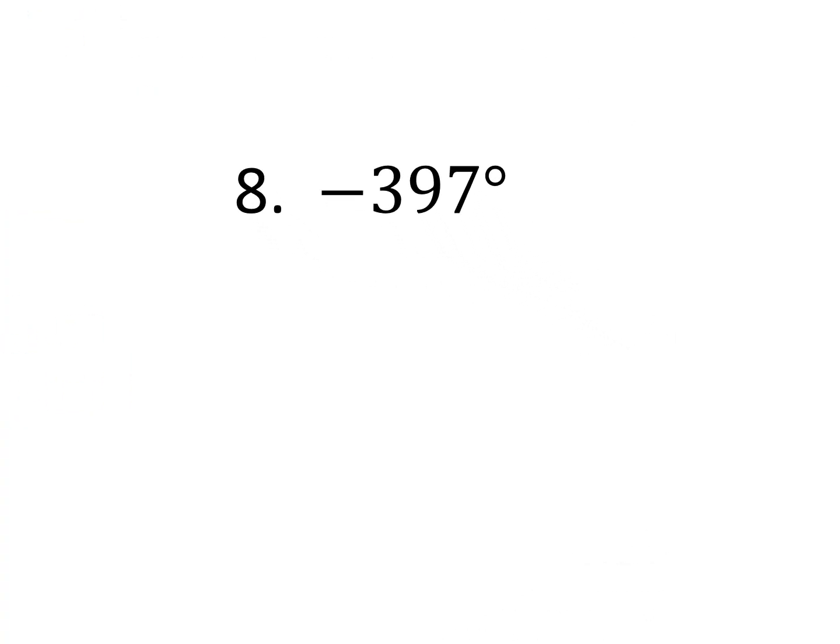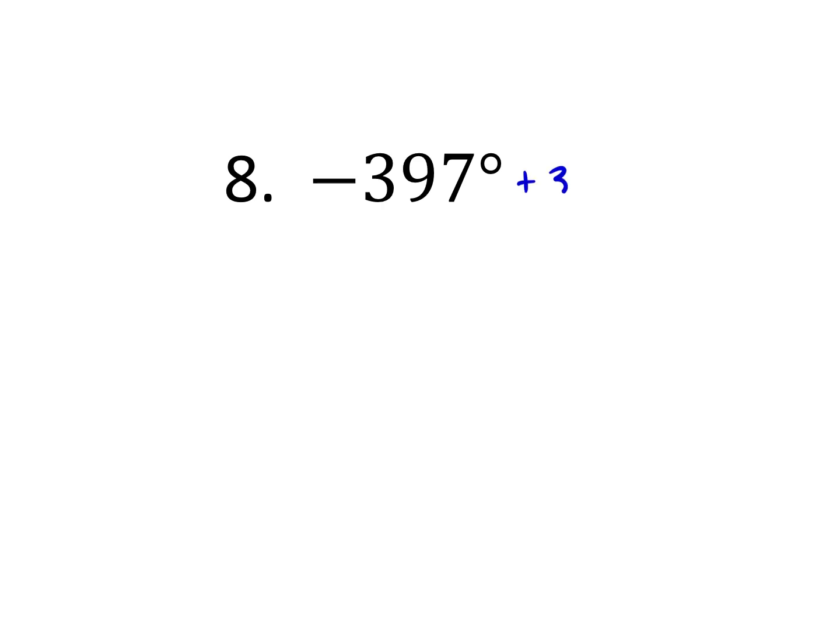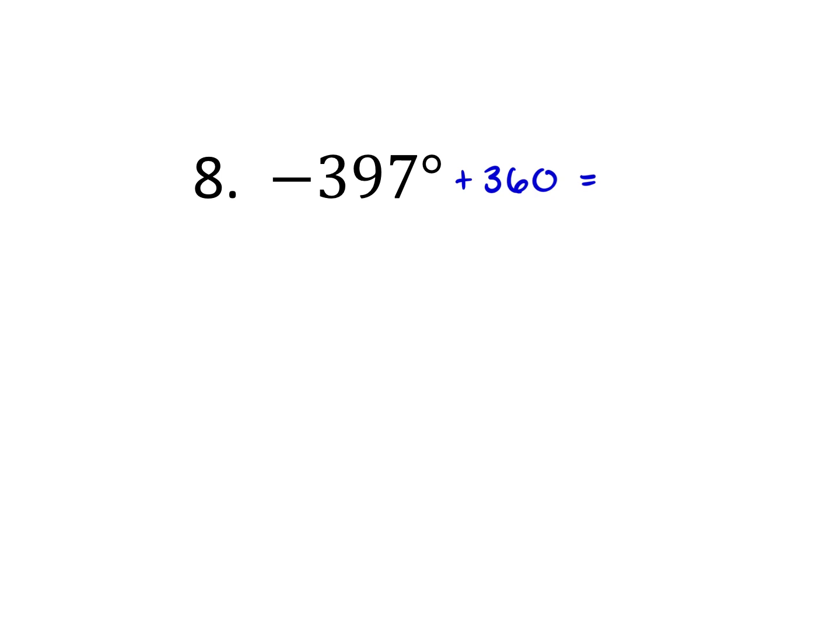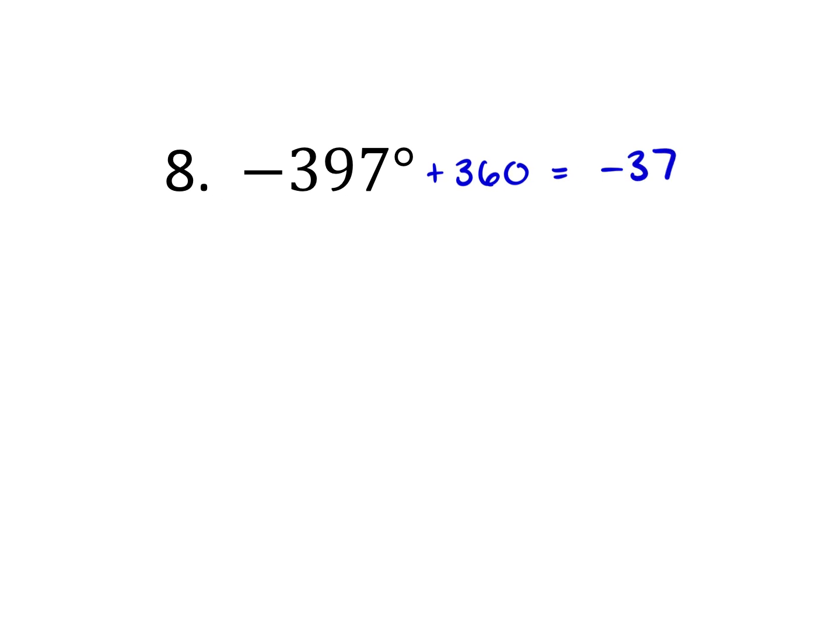What about for 8? How would I find a positive coterminal angle? Add 360. So if we add it just once for now, we've got negative 397 plus 360. That gives us negative 37. Is this a positive coterminal angle? No, but it is a coterminal angle. It's just negative because it's got a negative out front.